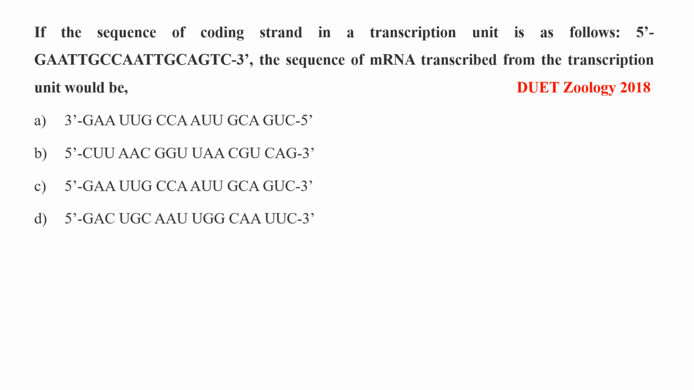If the sequence of the coding strand in a transcription unit is as follows, the sequence is given. Again, with the same analogy as we have just previously discussed, the coding strand is being given and we are being asked what is the sequence of mRNA. As we have just discussed, whatever is the sequence of your coding strand will be exactly the sequence of mRNA, except thymine is replaced by the uracil, and by same analogy the option C should be the correct answer.